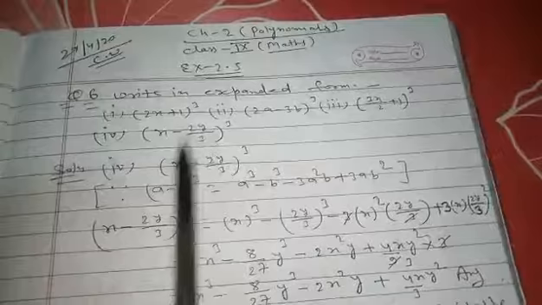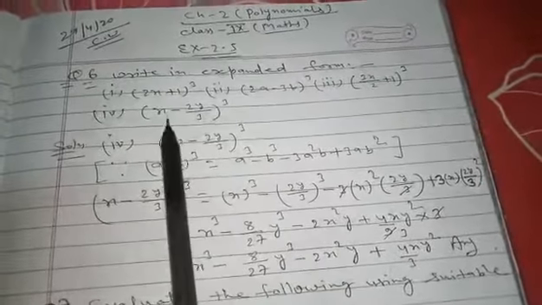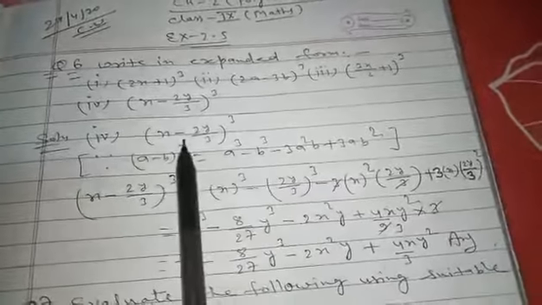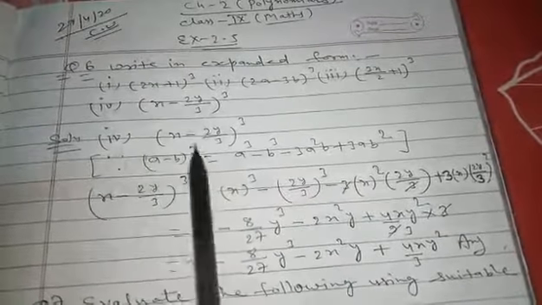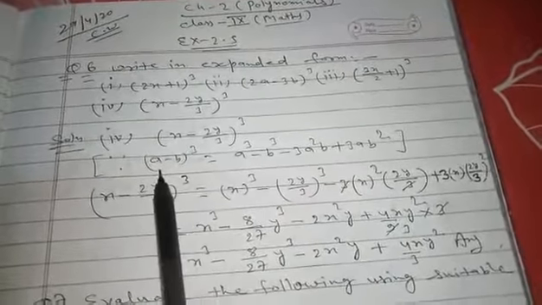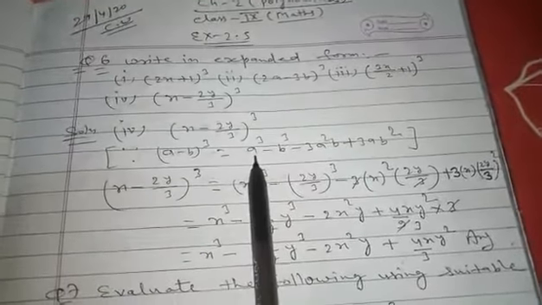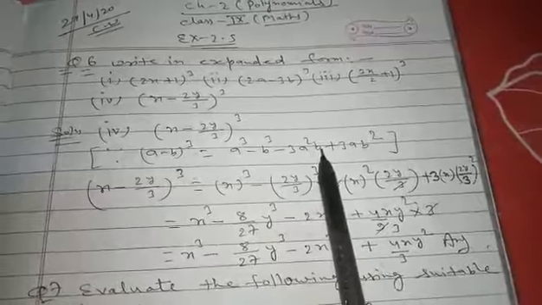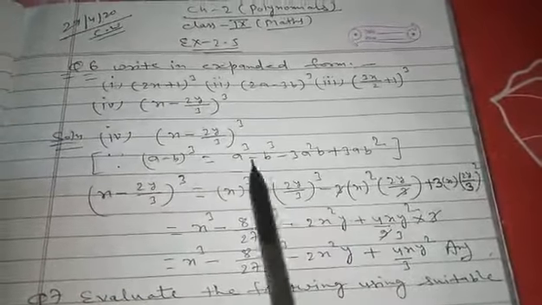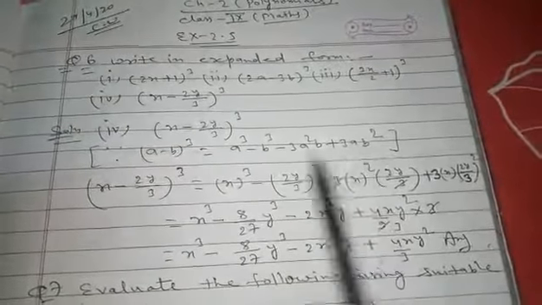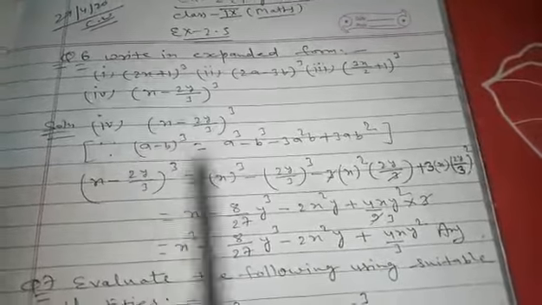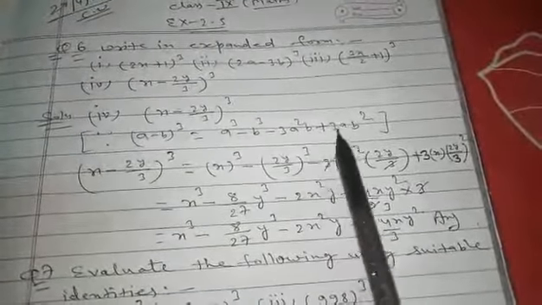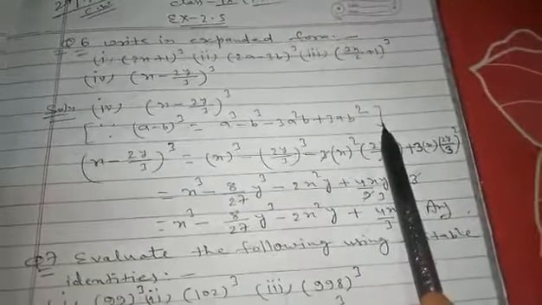So question 4 I solve, you see. (x minus 2y by 3) whole cube. We know that (x minus y) or (a minus b) whole cube is equal to a cube minus b cube minus 3a square b plus 3ab square. Or you can say (x minus y) whole cube equals x cube minus y cube minus 3x square y plus 3xy square. Both are the same.